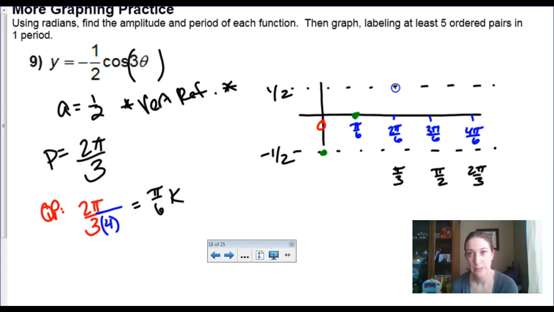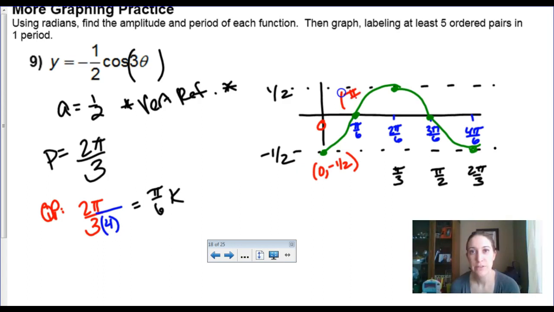Middle, back to up. Middle, and back to the lower line. And then it's an upside down or reflected horseshoe looking cosine graph here. And then labeling all these ordered pairs. This is 0, comma, negative half.